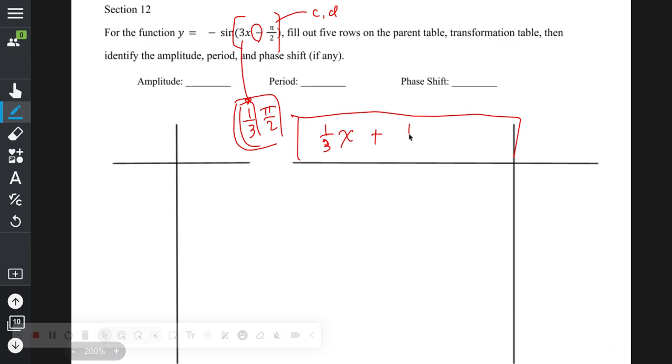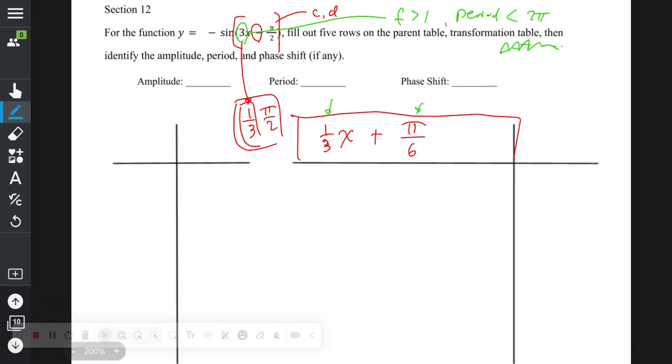What is that? Pi over 6. Okay. So because we have a frequency that's high, frequency is greater than 1, the period will be less than normal, 2 pi. Fast frequency, shorter period. And that is what's going to happen when we shrink all these x's. The period will shrink. But we will have a phase shift.